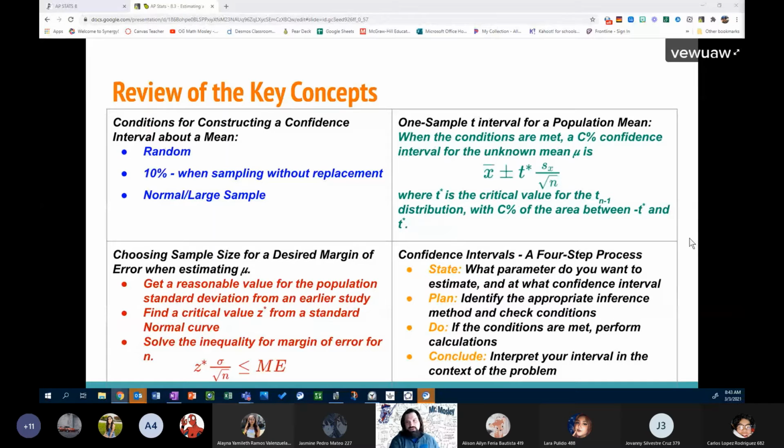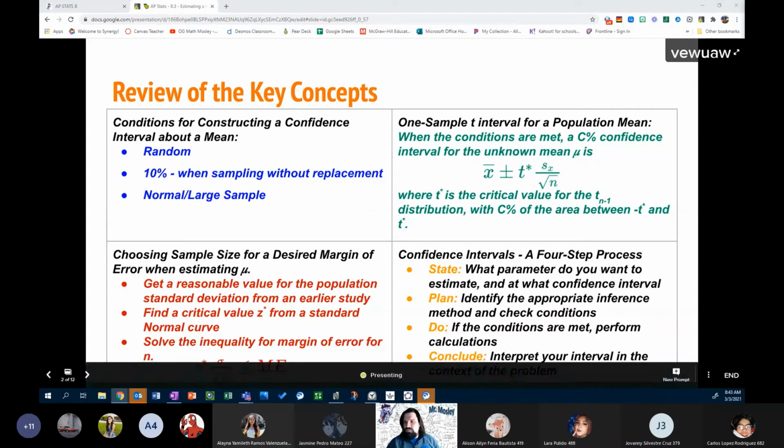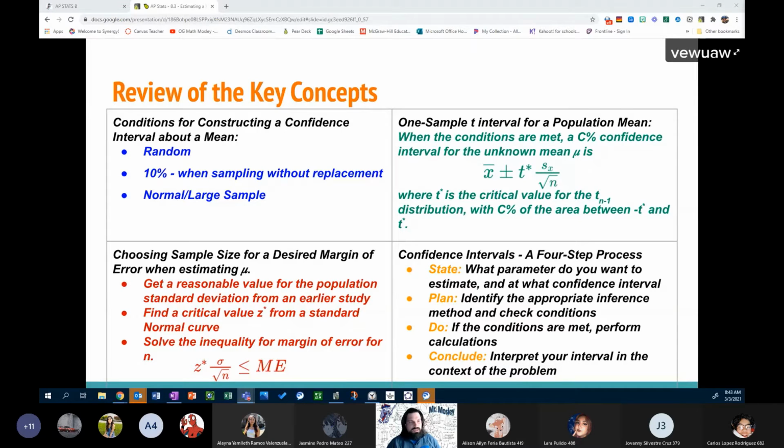So these are the key takeaways. If you don't have anything else in your notes about section 8.3, you should at least have these things in some way, shape, or form. Are there any questions about these things before we get started? Does anyone need a moment to write any of this down for their notes?